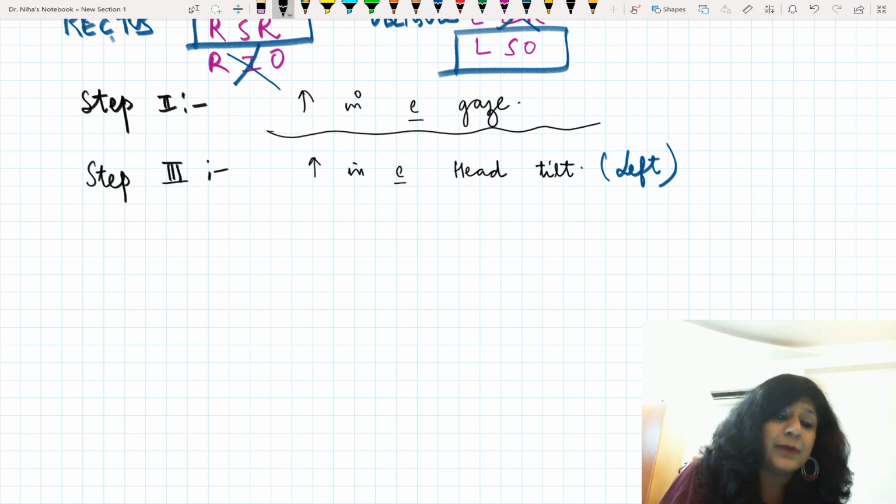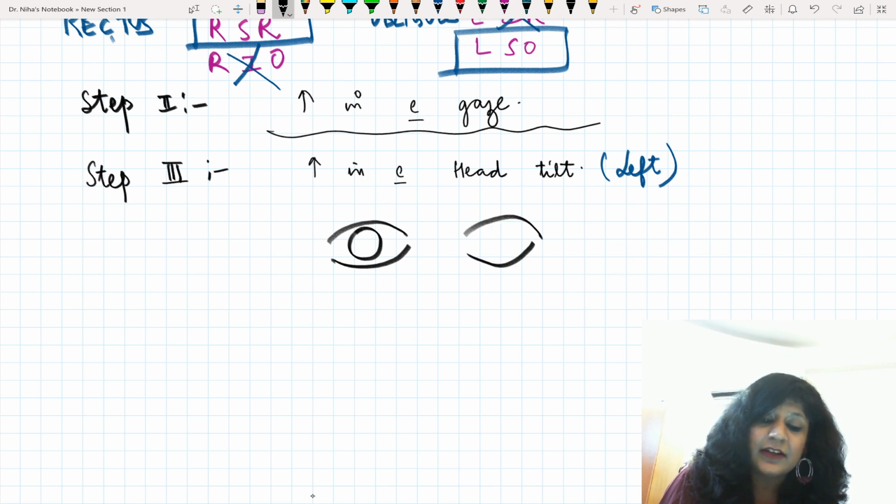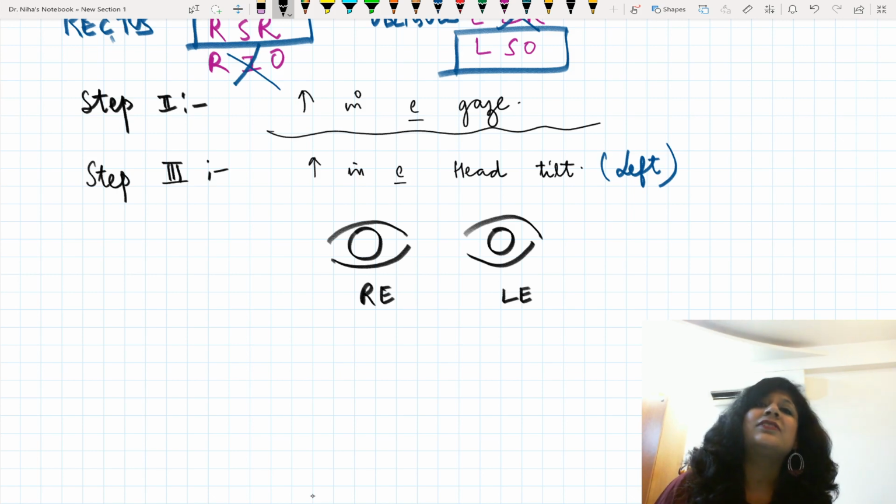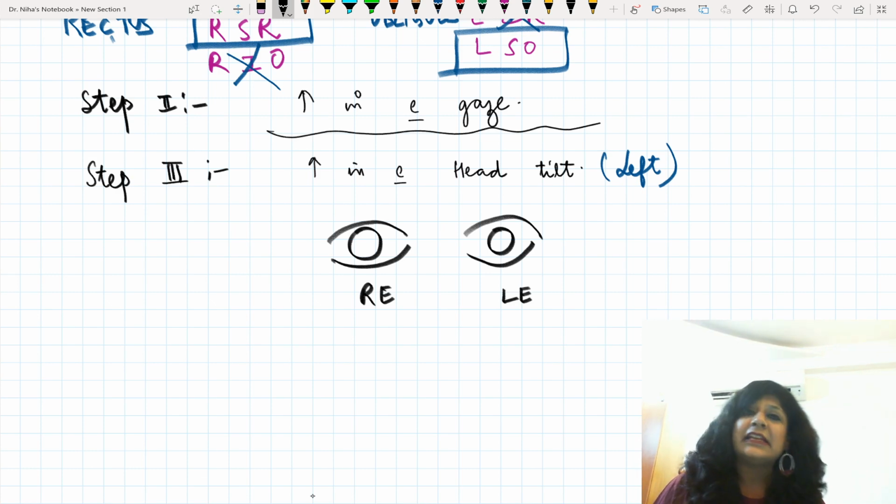So what will happen when he tilts his head towards the left side? This was your right eye. Now see very carefully, and this is your left eye. This is your third step, the head tilt test. There was a confusion that why head tilt test is only applicable for the superior oblique. Yes, it can be done for the lateral rectus, but basically the head tilt test we are using for the fourth nerve. Why?